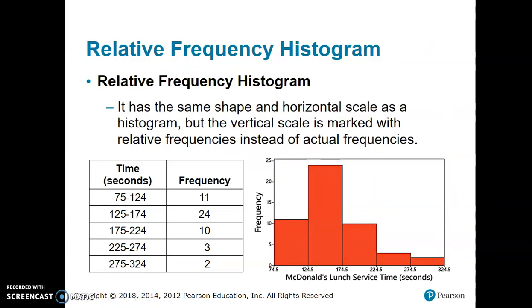Okay, here's another example. This is talking about times going through a McDonald's drive-through. Again, just a couple things here. We use the class boundaries for the x-axis, and the height represents the actual frequency of the histogram.